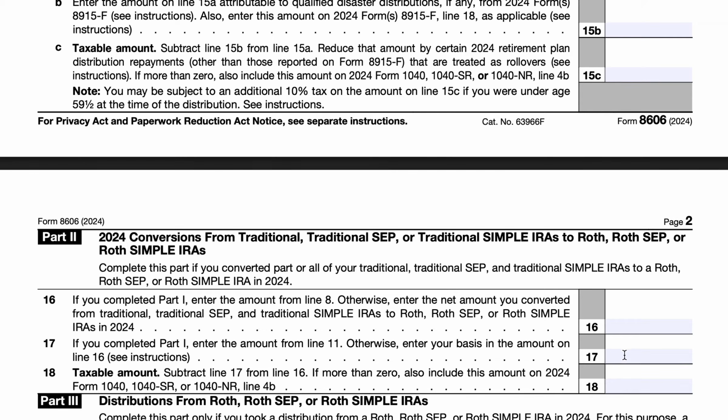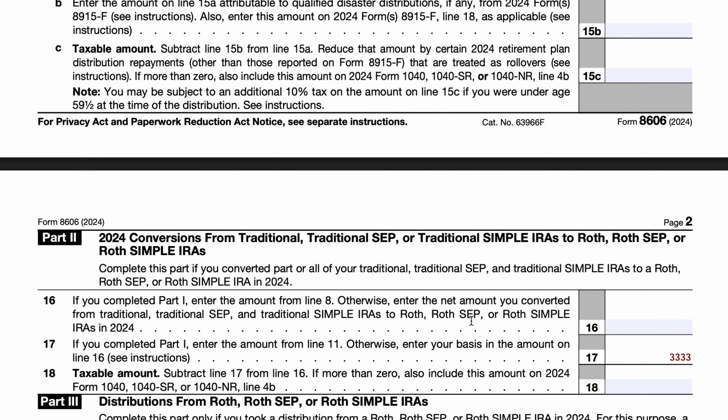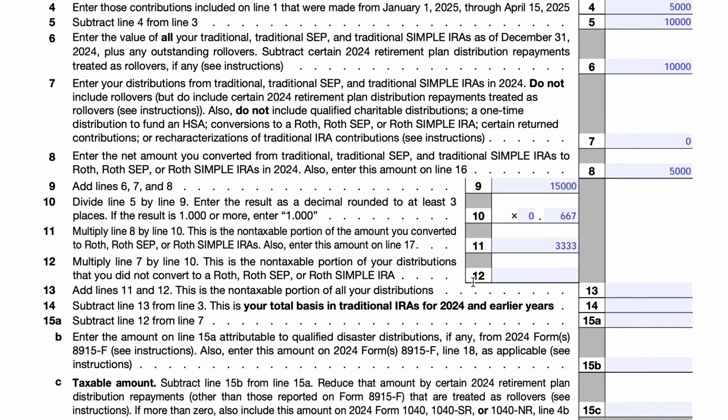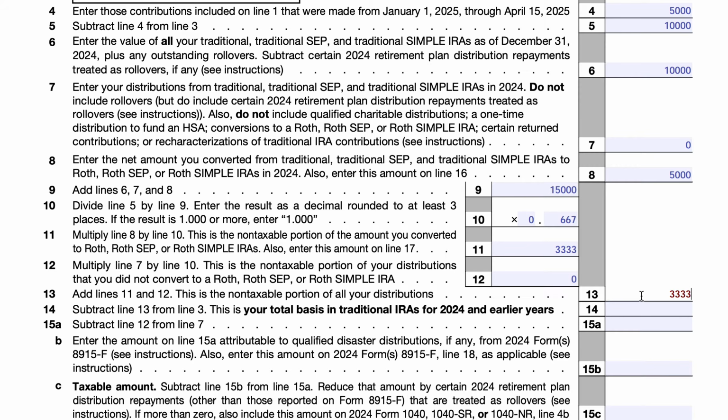In line 12, we're going to multiply line 7 by line 10. Since line 7 was 0, we're going to enter 0. And we're going to add these two up, and we get 3333. Now we're going to subtract the line 12 amount from line 7. 0 plus 0 equals 0. Basically, we don't have any basis anymore.